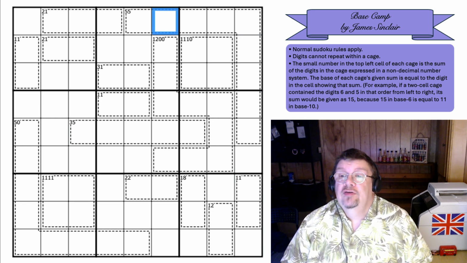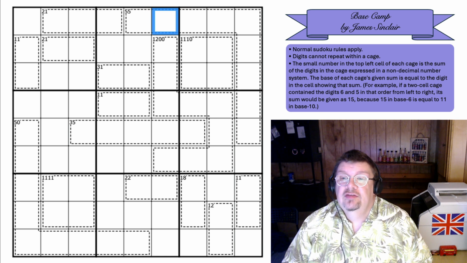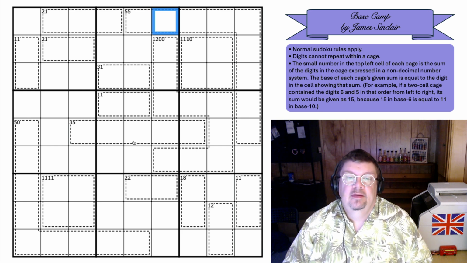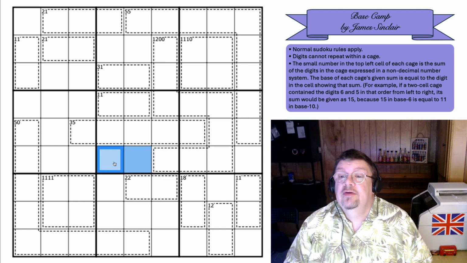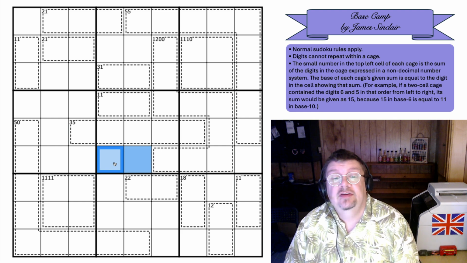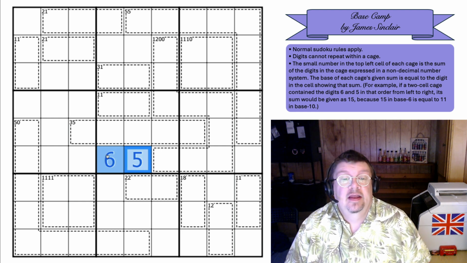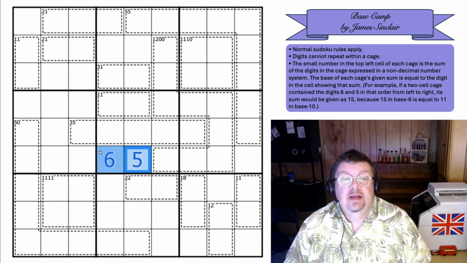The small number in the top left cell of each cage is the sum of the digits in the cage expressed in a non-decimal number system. The base of each cage's given sum is equal to the digit in the cell showing that sum. So, here's an example. Let's highlight those 2 cells. So if a 2-cell cage contains the digits 6 and 5, then this would be the cell that's on the left. So in this corner, we would need 11, but represented in base 6, which would be 1, 5.